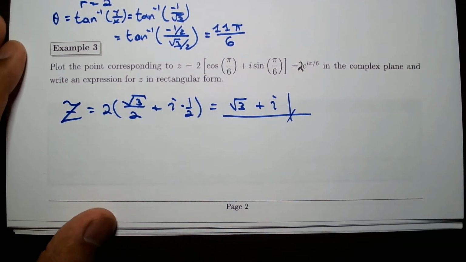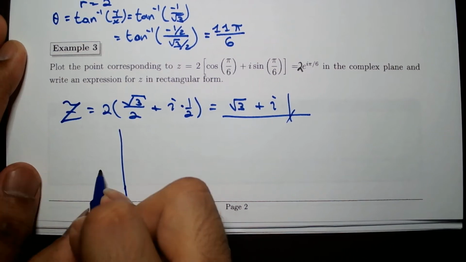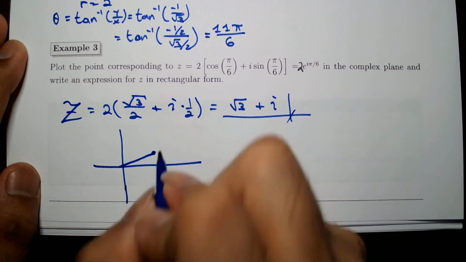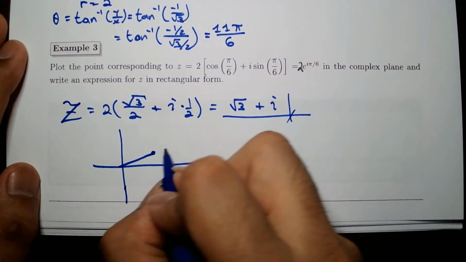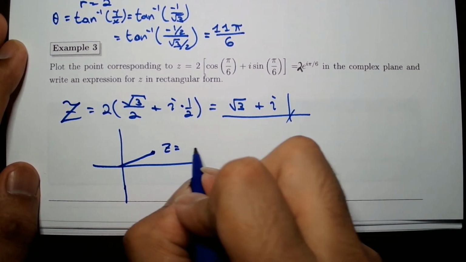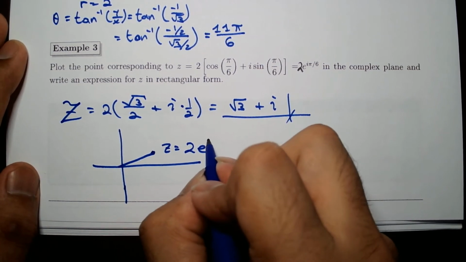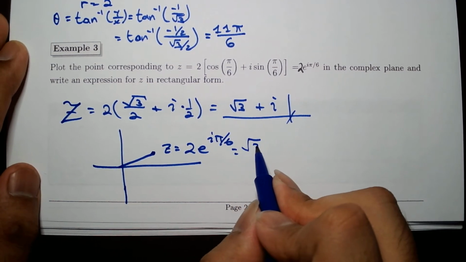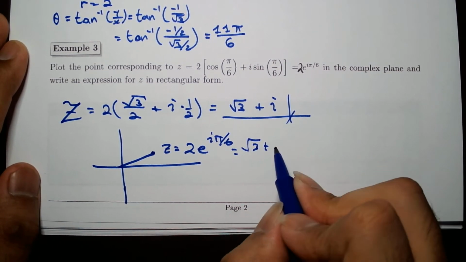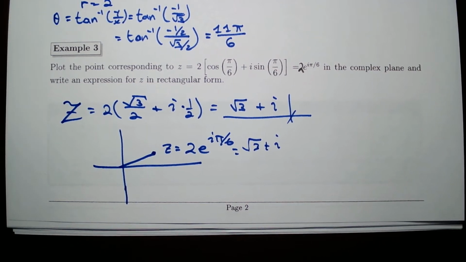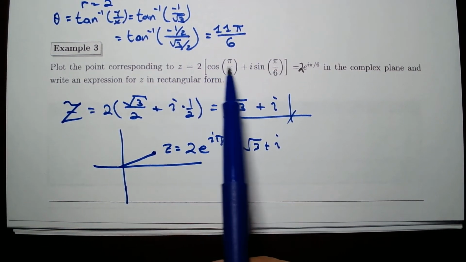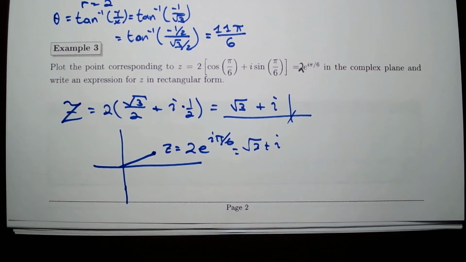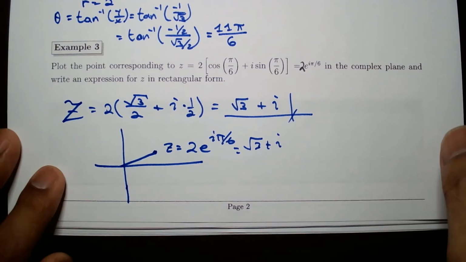And then we need to plot this. Well, I mean, it's really nothing crazy. Square root of 3 and 1, right? That's the point. Z equals 2 e to the I pi over 6, or the point root of 3 plus I. All right. So what we do again, simplify, evaluate the trigonometric functions, and simplify and plot the point. There's really nothing crazy about it.